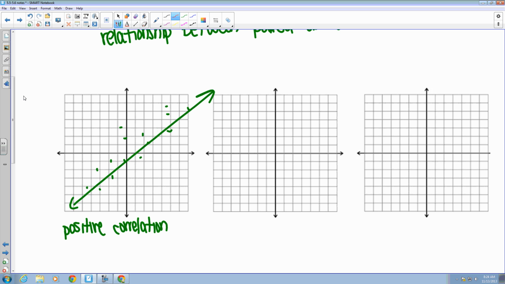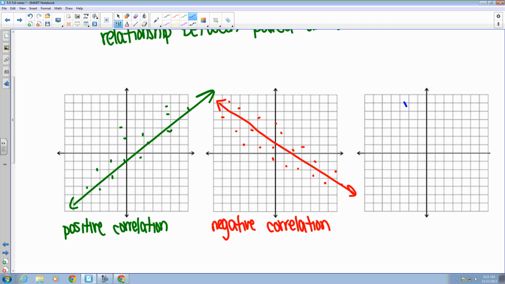Similarly, if we have a bunch of data points that have a downward trend, then we can graph a line through it with a negative slope, and this is called negative correlation. And similarly, if we have data points that really have no organization at all, that is no correlation because we can't really draw a line through that anywhere.